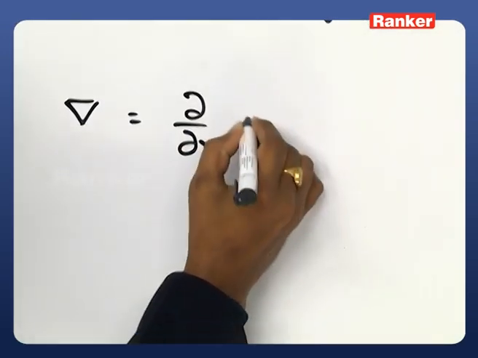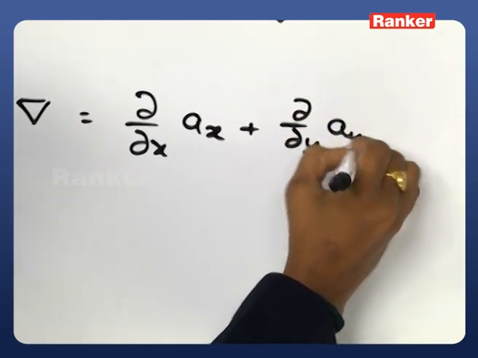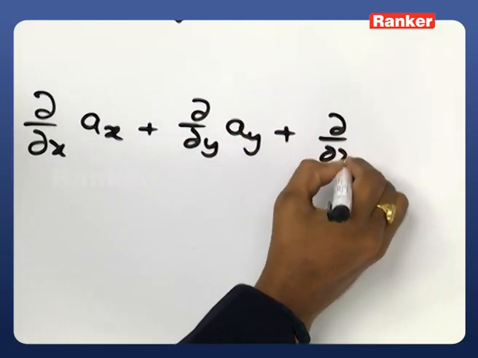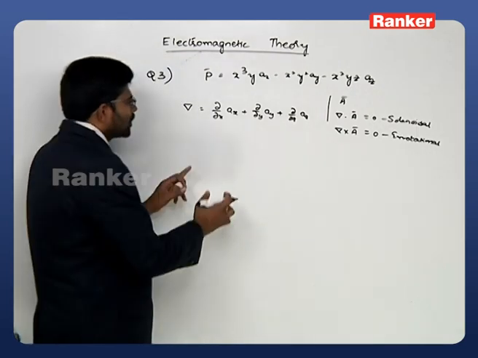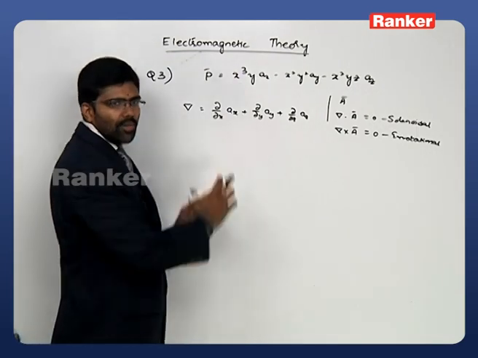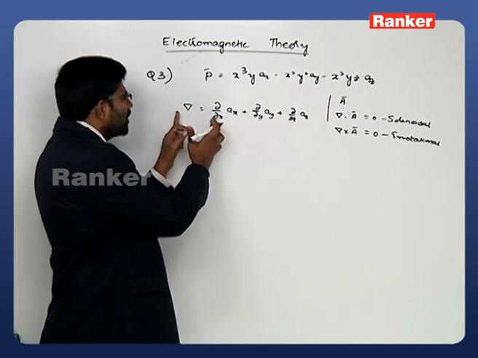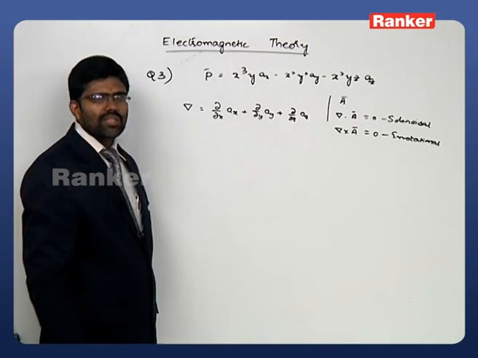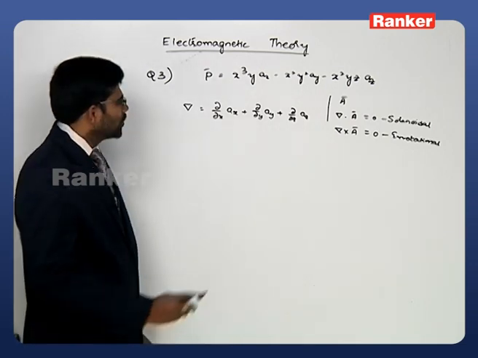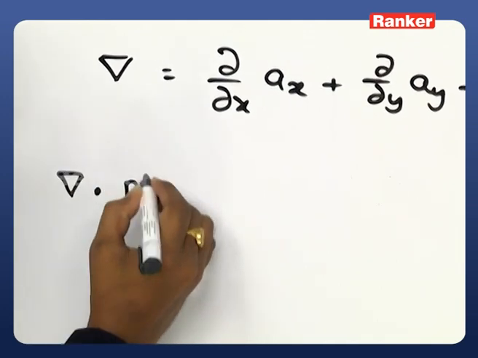Just recollect ∂/∂x of Ax plus ∂/∂y of Ay plus ∂/∂z of Az. So the divergence is nothing but the dot product between the del operator and P bar, which gives you the divergence of that vector. The cross product between the del operator and P bar gives us the curl of the vector. So first we will examine the divergence, that is del dot P bar.